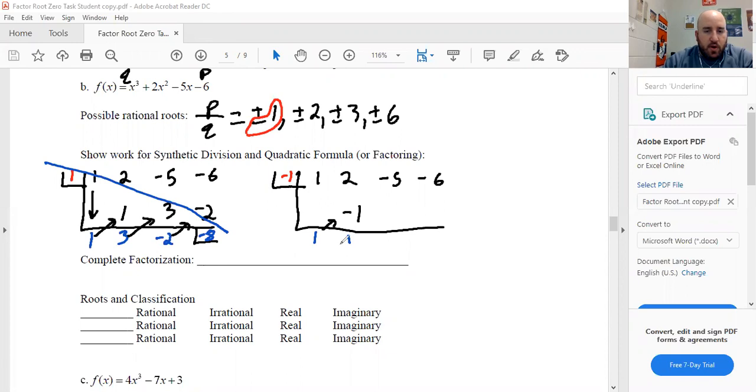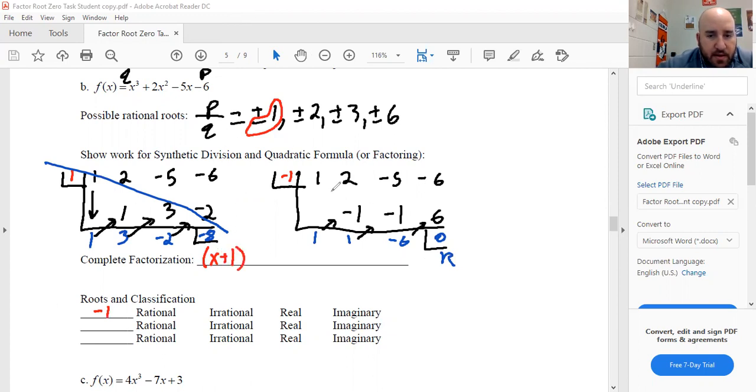Again, blue 1 times red negative 1 is negative 1. Negative 5 and negative 1 is negative 6. Then blue negative 6 times red negative 1 is positive 6. Negative 6 and positive 6 is 0. So that one worked. That's my remainder of 0. Before I label it, negative 1 worked, so that's my root, which means my factor is the opposite sign. So my factor is x plus 1.